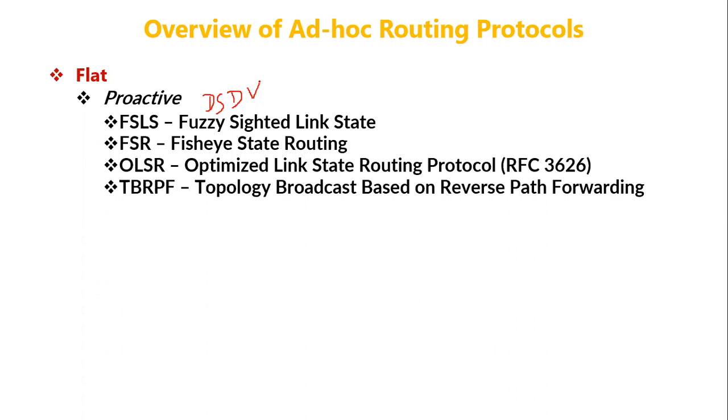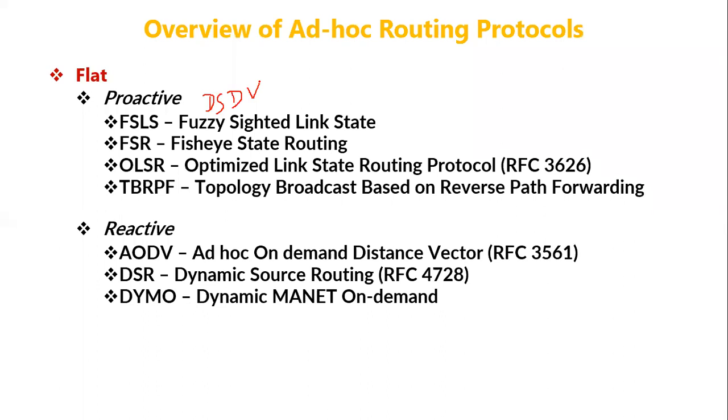There are other link state protocols that try to reduce the link state information, which is about the routing information, such as the optimized link state routing protocol OLSR, and topology broadcast based on reverse path forwarding. Okay, so all these routing algorithms basically come under flat routing, that is, proactive routing algorithms under flat routing.